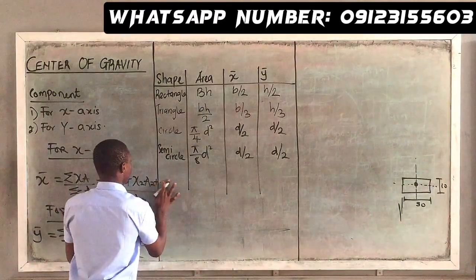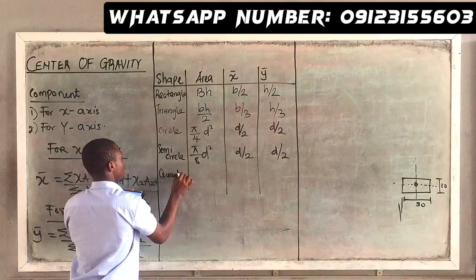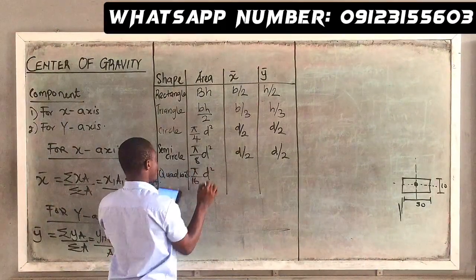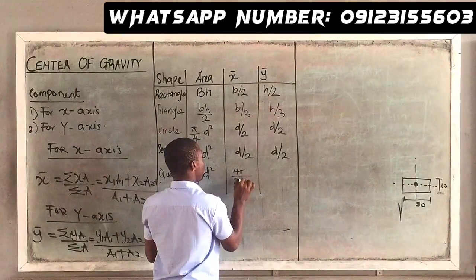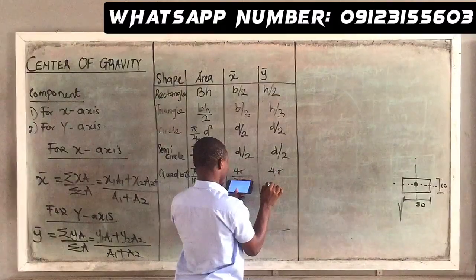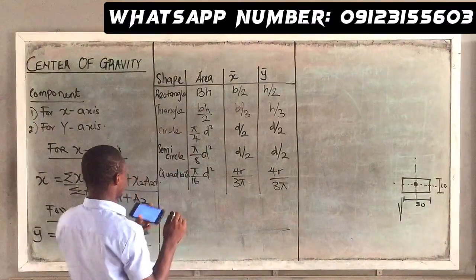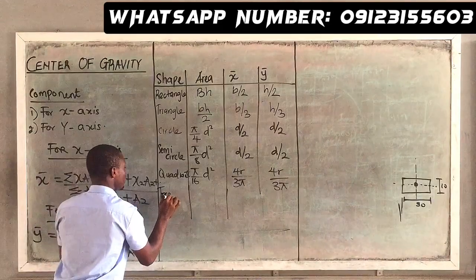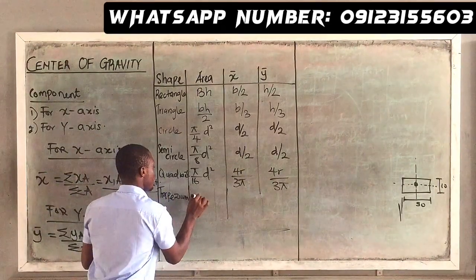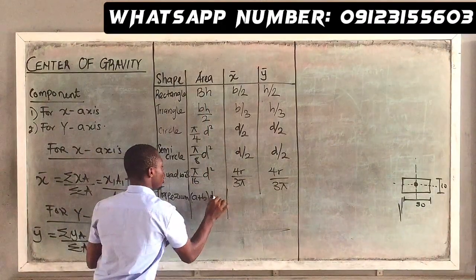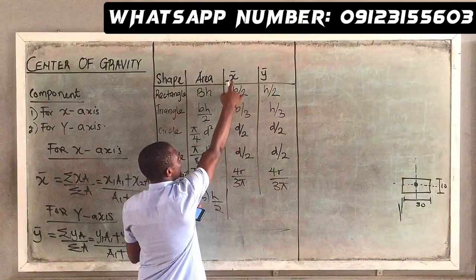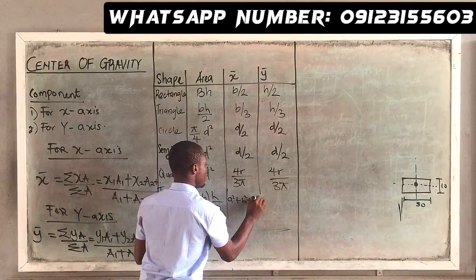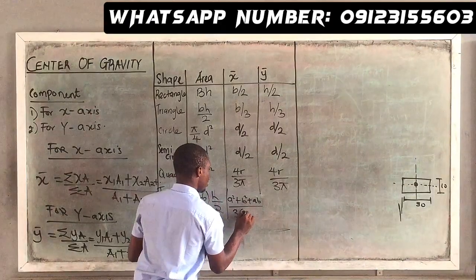That's for semi-circle. I have quadrant. For quadrants, I have pi over 16 d squared. I have 4r over 3 pi. And finally, I have 4r over 3 pi. So, finally, let's take one last one. Let's take trapezium. For trapezium, I have a plus b. The area becomes a plus b, h over 2. As we know it, I have the center of gravity for x-axis for a trapezium becomes a squared plus b squared plus ab all over 3 into a plus b.